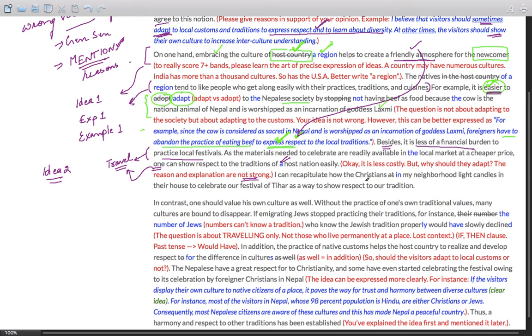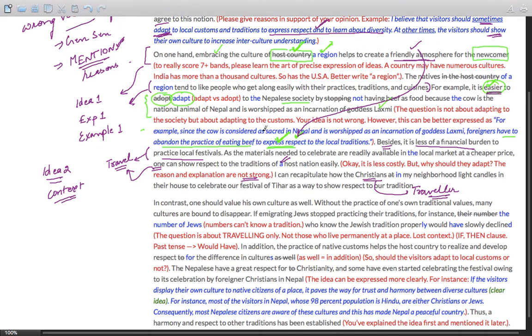Of course, you must have celebrated with Christians, must have celebrated your festivals in your home country. However, again, it is not clear whether these Christians are travelers. So the task response is really an issue over here. The student should have clearly stayed with the idea and maintained a proper context. Explanation as well as idea and example are not strong enough.